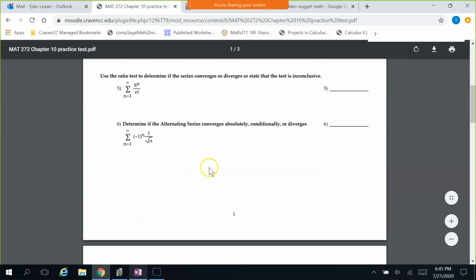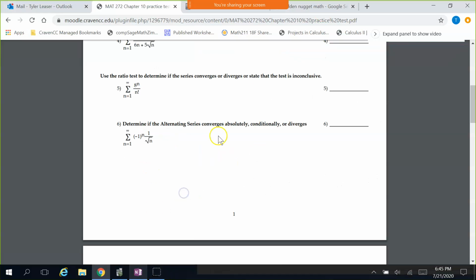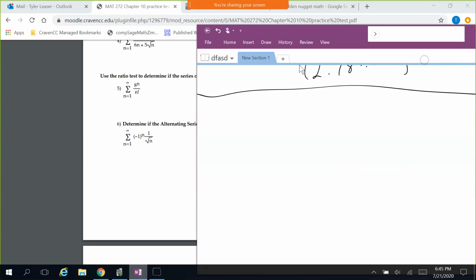Let's go back to the test. Okay, we are on number 6 here. Determine if the alternating series converges absolutely, conditionally, or diverges. So we're looking at this alternating series, n equals 1 to infinity, -1 to the n, that's the alternating part, and then 1 over square root n as the u part of the alternating series, the part that's always positive.